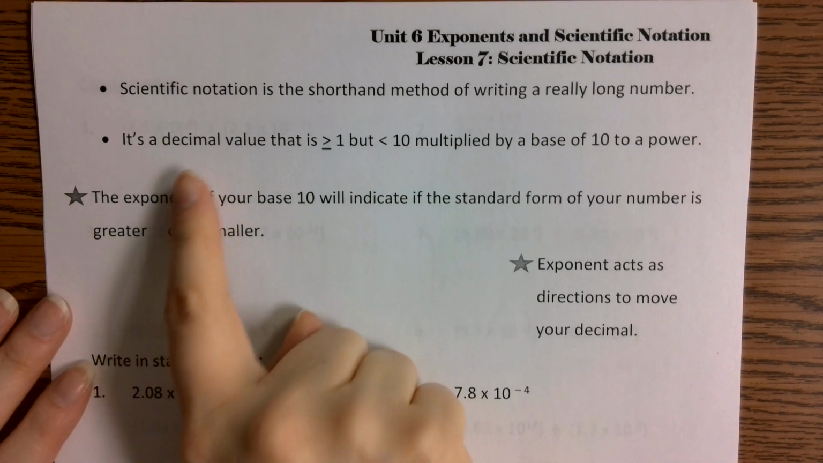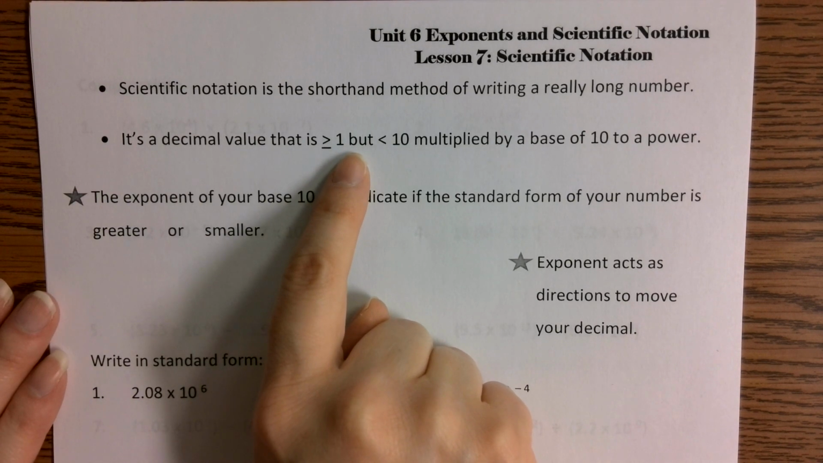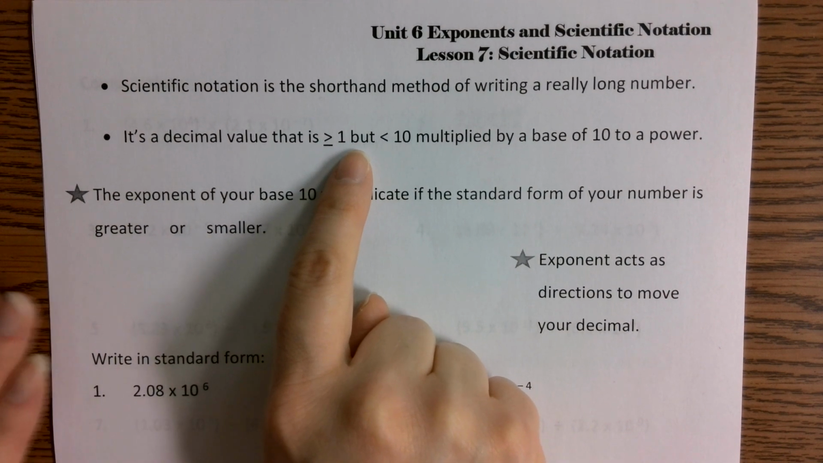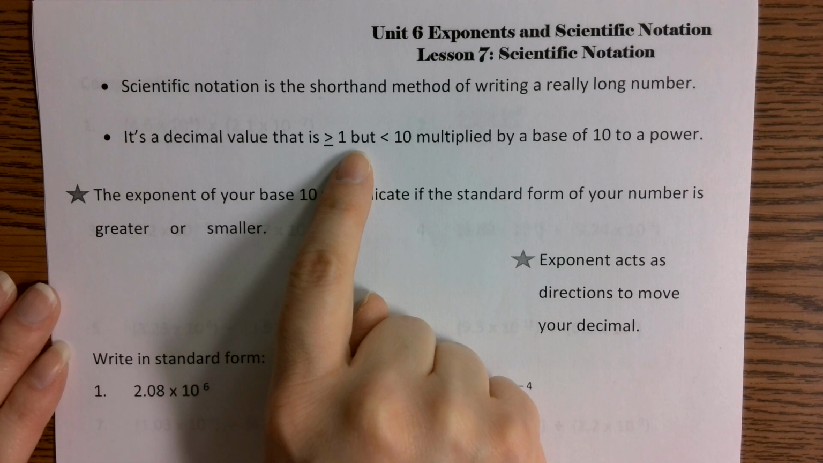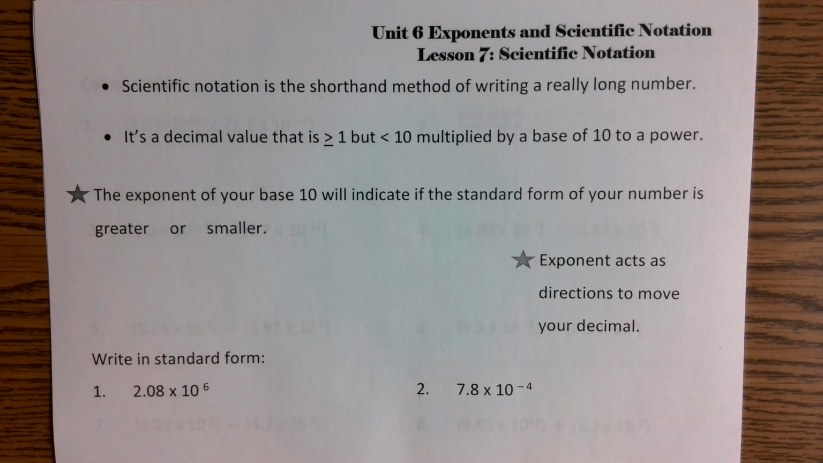What's important to make sure you understand is that it is a decimal value that's greater than or equal to 1. So it could be 1.0, or 1.2, or 7.8, or 9.7, but it has to be less than 10. It cannot be equal to 10. The best way to think about it is you're creating a decimal value that has only one number in front of the decimal.